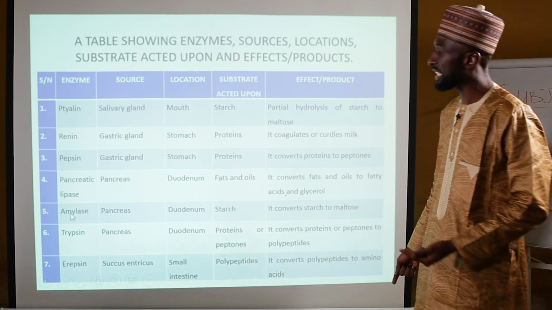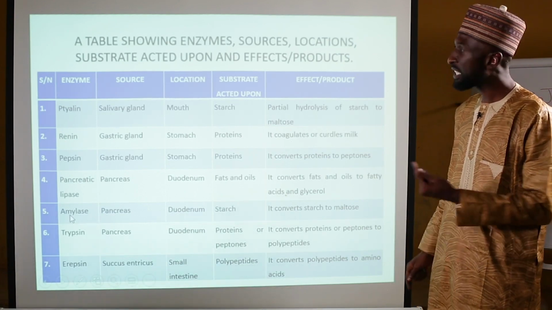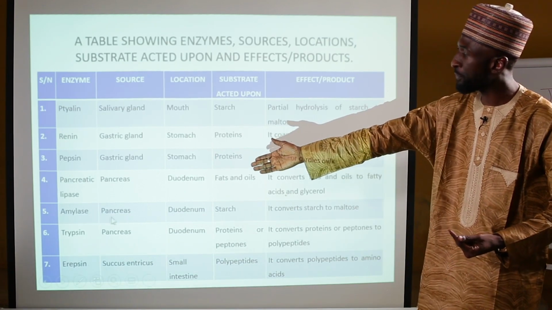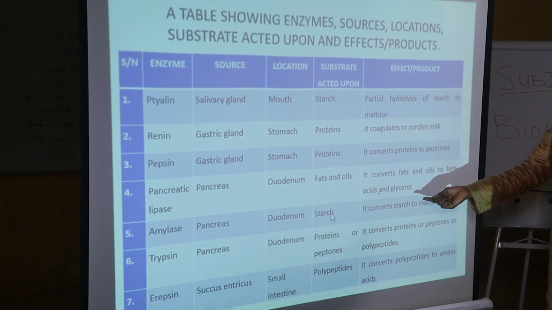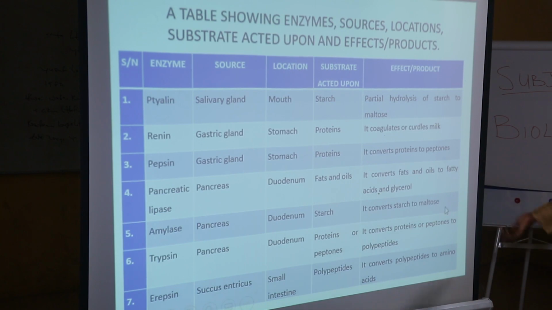We have another enzyme called amylase. Now this amylase is derived from the pancreas. It is also found in the duodenum. It acts on starch. What happens? It converts starch into maltose. That is another form of simple sugars.